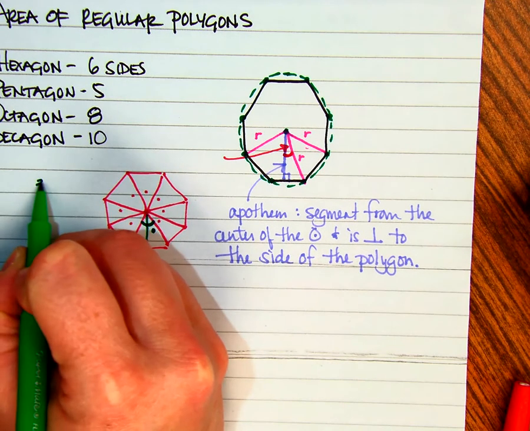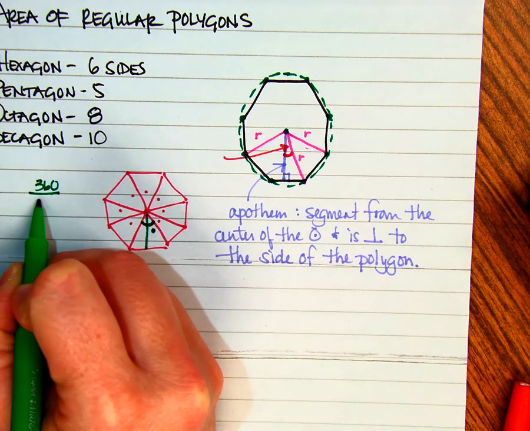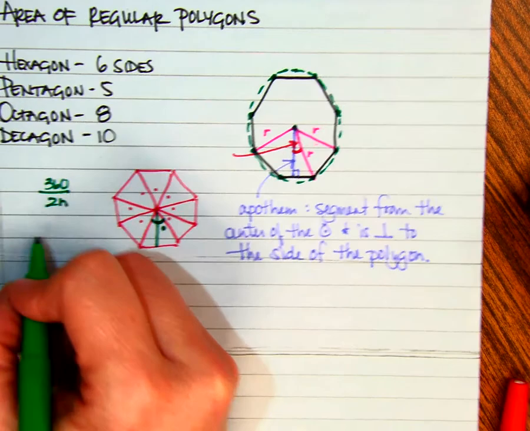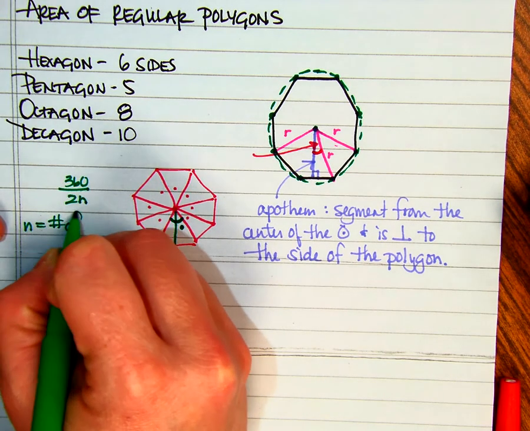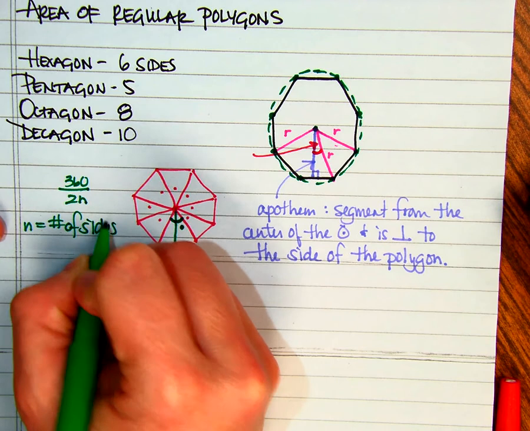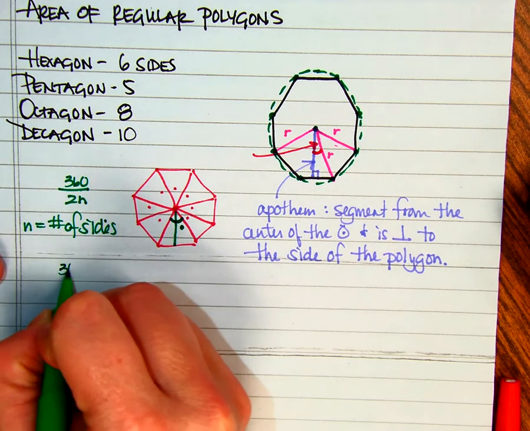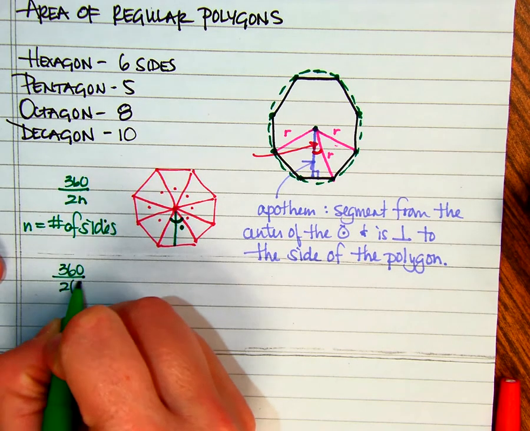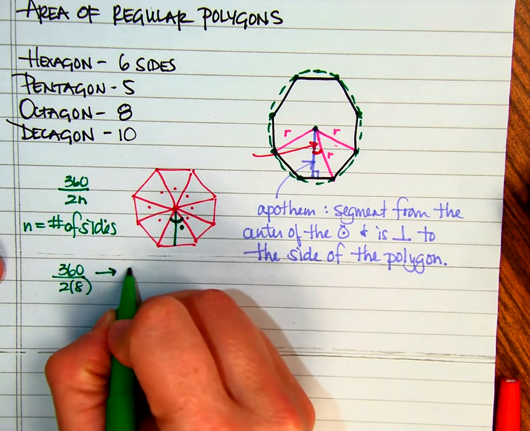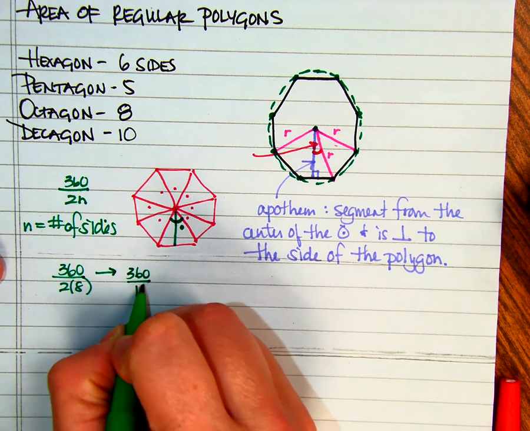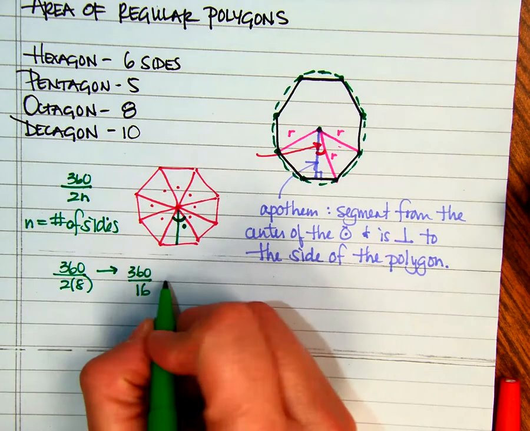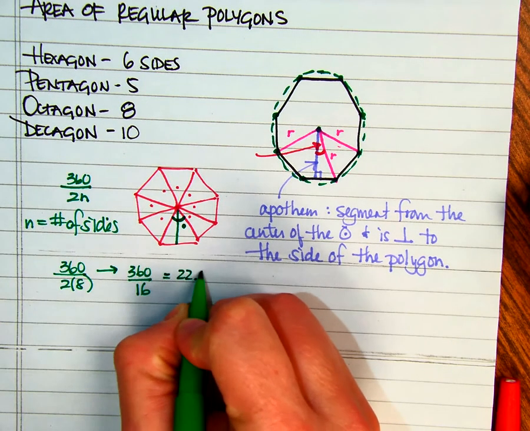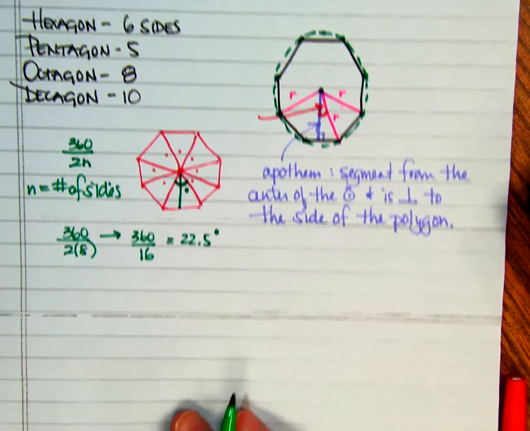So you're going to do 360 divided by 2n, n being the number of sides. So I'm going to do 360 divided by 2 times 8, so 360 divided by 16. If I remember right, this is not a pretty one. 360 divided by 16 gives me 22 and a half. So 22 and a half degrees.